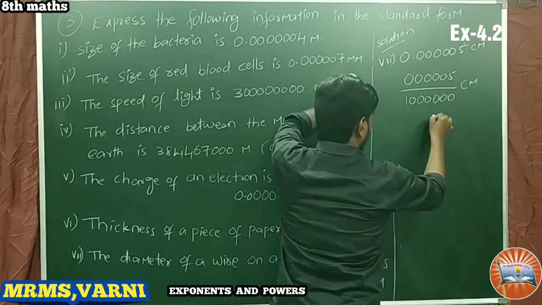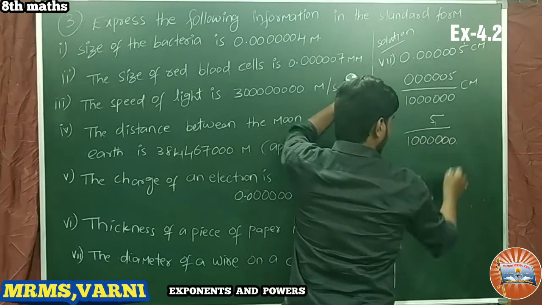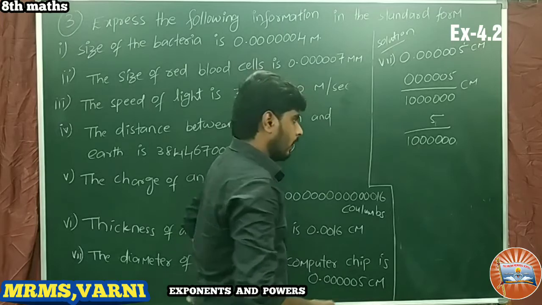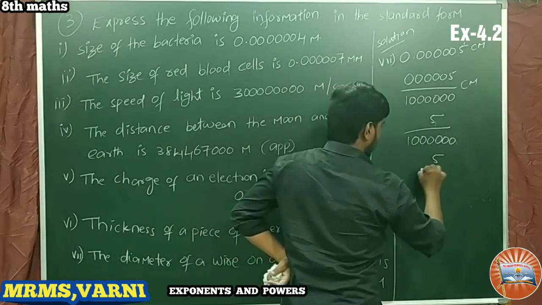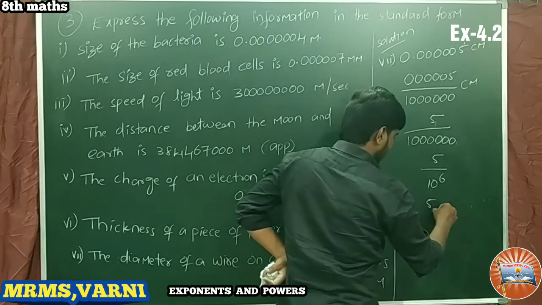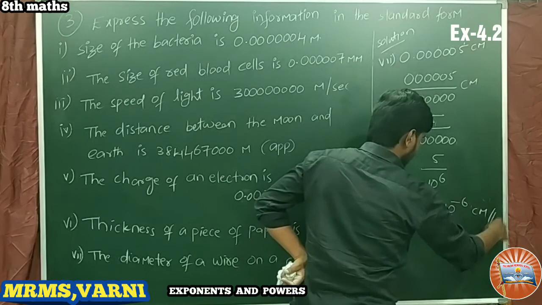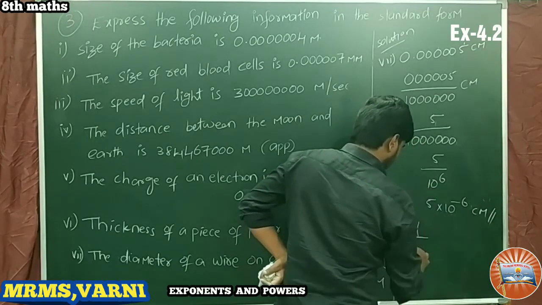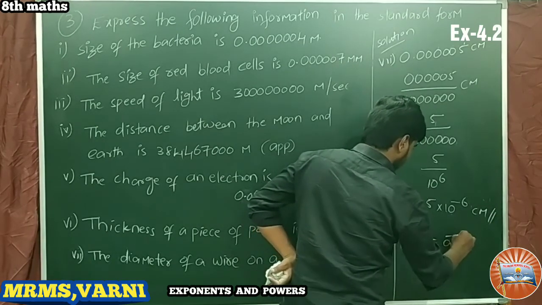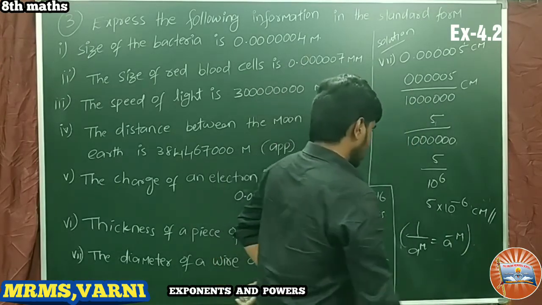So it becomes 5 by 1,000,000. Is it clear? Next, this we can write 5 by 10 power 6, and this we can write 5 into 10 power minus 6 centimeters from the 1 by a power m is equal to a power minus m formula. Okay, right, this is the standard form.